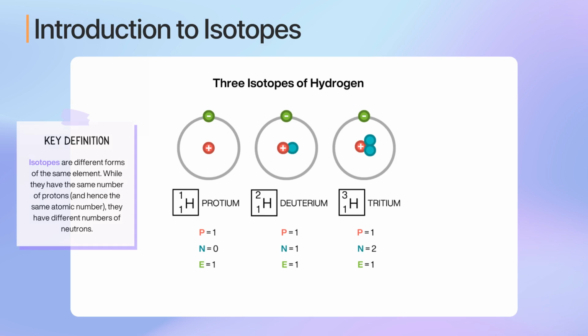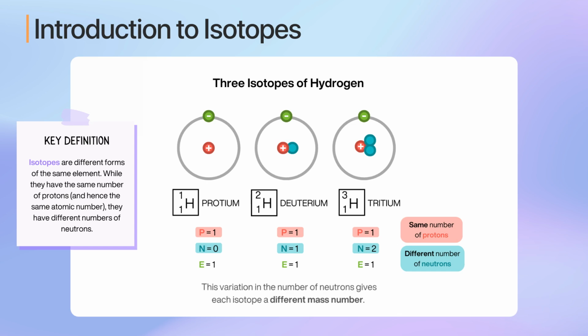Isotopes are different forms of the same element. While they have the same number of protons, and hence the same atomic number, they have different numbers of neutrons. This variation in the number of neutrons gives each isotope a different mass number.